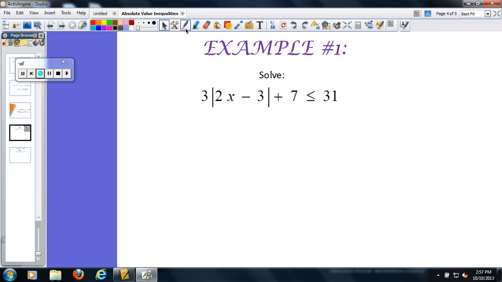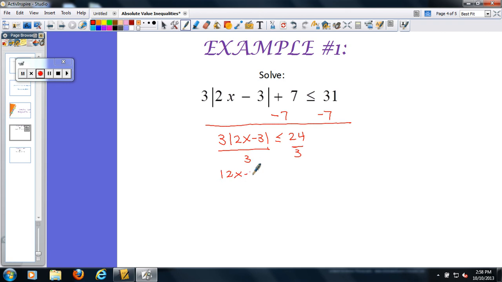The first thing we need to do is isolate the absolute value. So I need to get rid of this 3 and 7. I'm going to start by subtracting 7 from both sides. And I get 3 times the absolute value of 2x minus 3 less than or equal to 24. And then I'm going to divide both sides by 3, and I get the absolute value of 2x minus 3 less than or equal to 8.